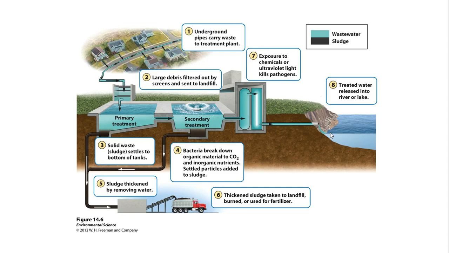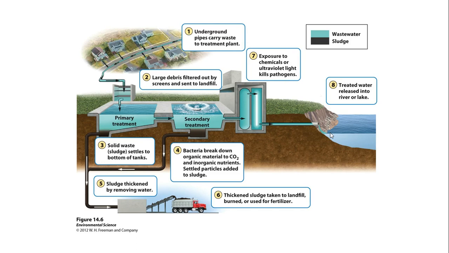So here's a diagram just briefly outlining what takes place. If you look at step number 1, underground pipes are going to carry any waste to a treatment plant in your community. Any large debris are going to be filtered out by primary treatment using things like bar screens, grit chambers, sedimentation tanks. All of that is going to settle to the bottom in the form of sludge. As that water moves from primary to secondary treatment, in secondary treatment, an aeration tank is used to pump oxygen in order to help bacteria break down any organic material, turn that into CO2 and inorganic nutrients. Once again, anything that settles at the bottom is then brought to the sludge making process.